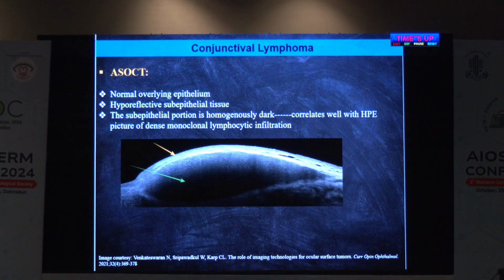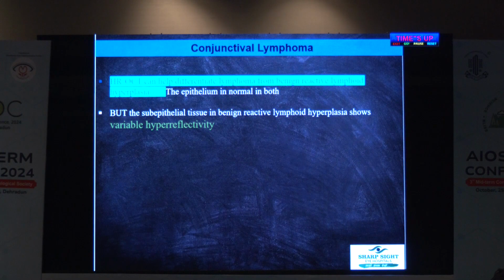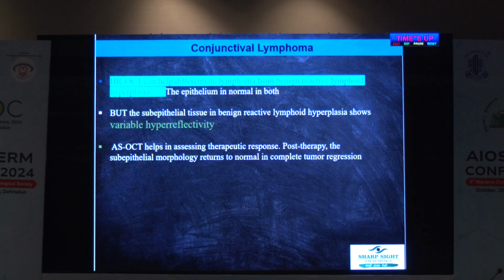Just a bit about lymphoma. So a very typical picture of how a lymphoma would look in ASOCT if you were to image it. Most of the lymphomas are large when they present to us and would require imaging in the form of CT or MRI. But if you do come across a lesion that you cannot differentiate between a benign reactive lymphoid hyperplasia and a lymphoma, the epithelium is normal in both, but the characteristic feature of BRLH is high variable hyperreflectivity. That is because of the infiltrates, the pattern of infiltrates that you see on biopsy. So this is an important point that would help you distinguish between the two as well.